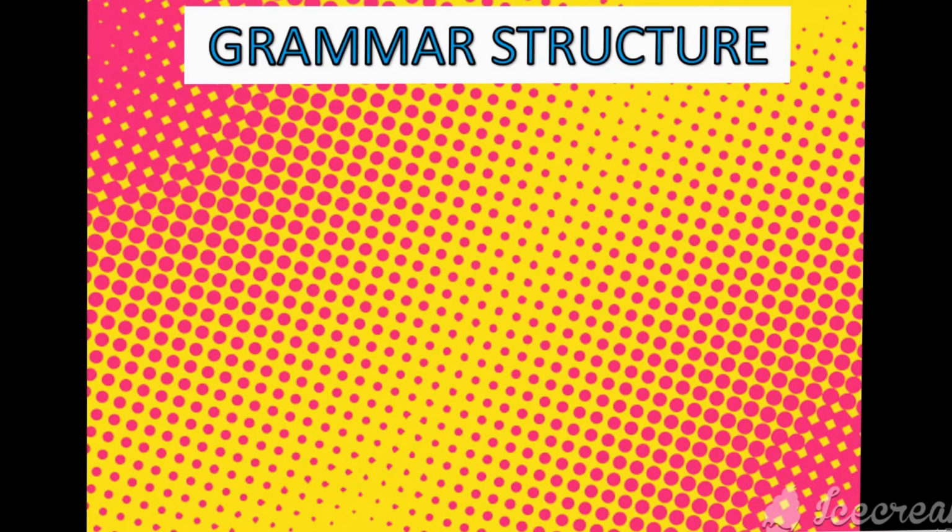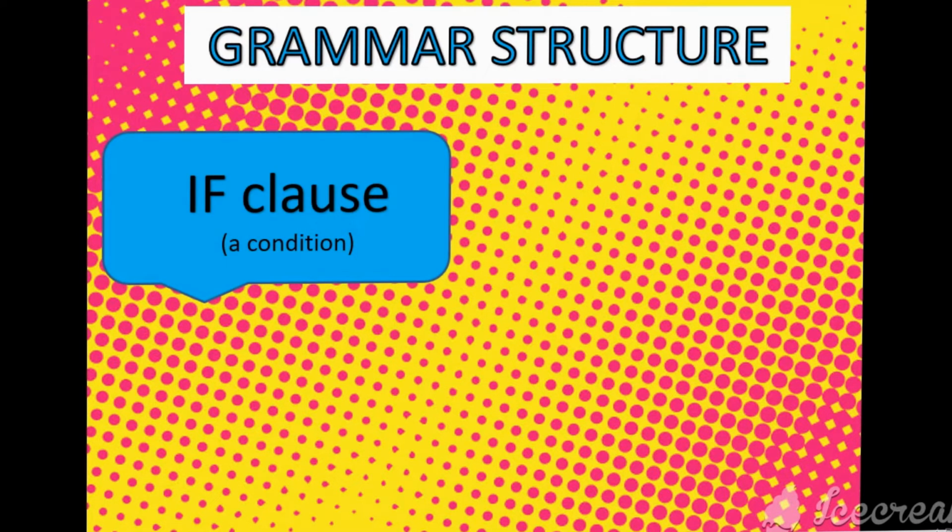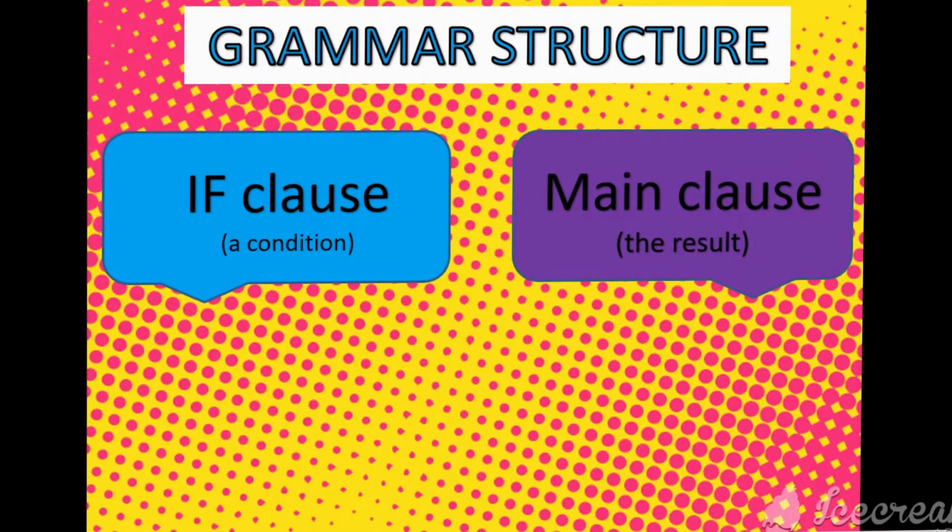Before we keep going with the other ways to use the second conditional, let's spend a little bit of time focusing on what it looks like. Conditional sentences all have an if clause and a main clause, which is sometimes also called the result clause, because it can only happen if the if clause occurs. It's a conditional, right? If this happens, then that happens.